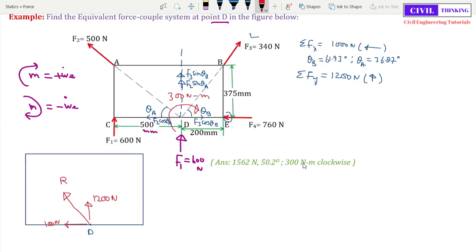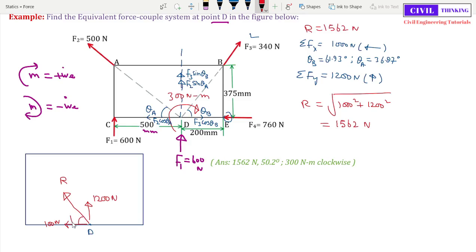The value of resultant is square root of 1000 square plus 1200 square, right? Now let me use a calculator to find the value. The resultant is approximately 1562 Newton. So the value of this resultant is 1562 Newton. Now let's also find this angle.